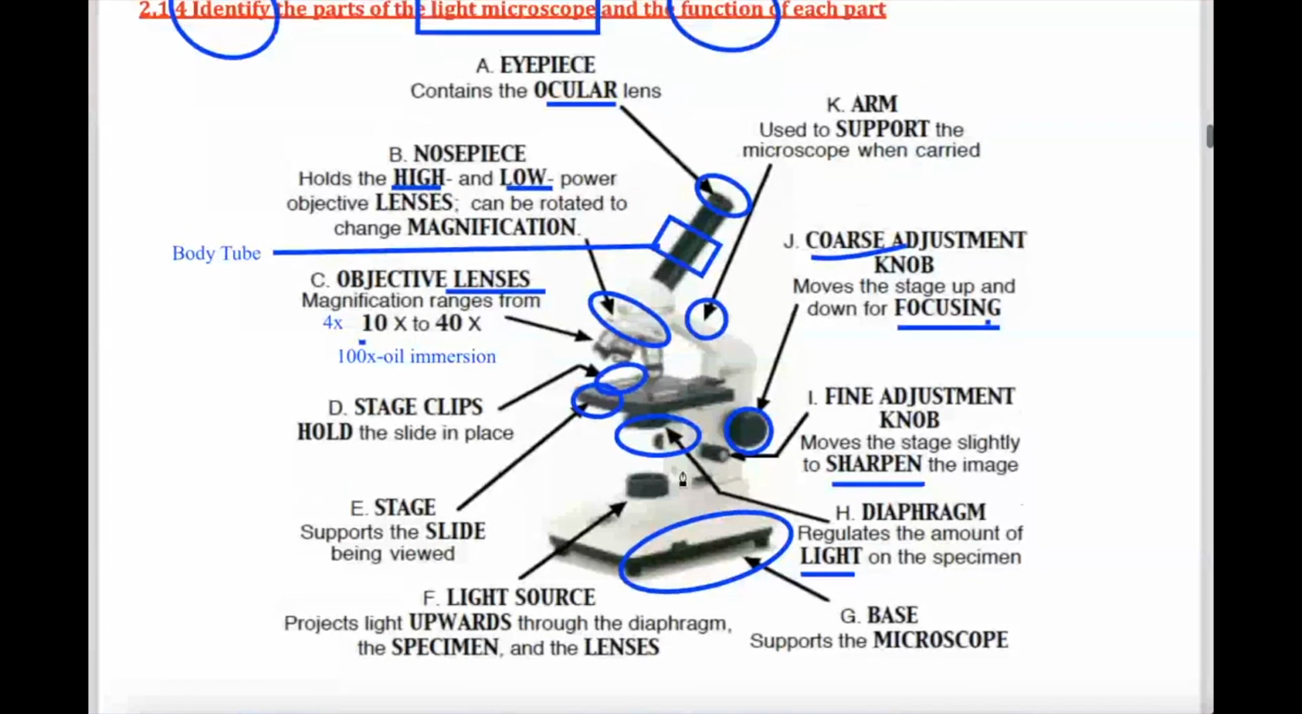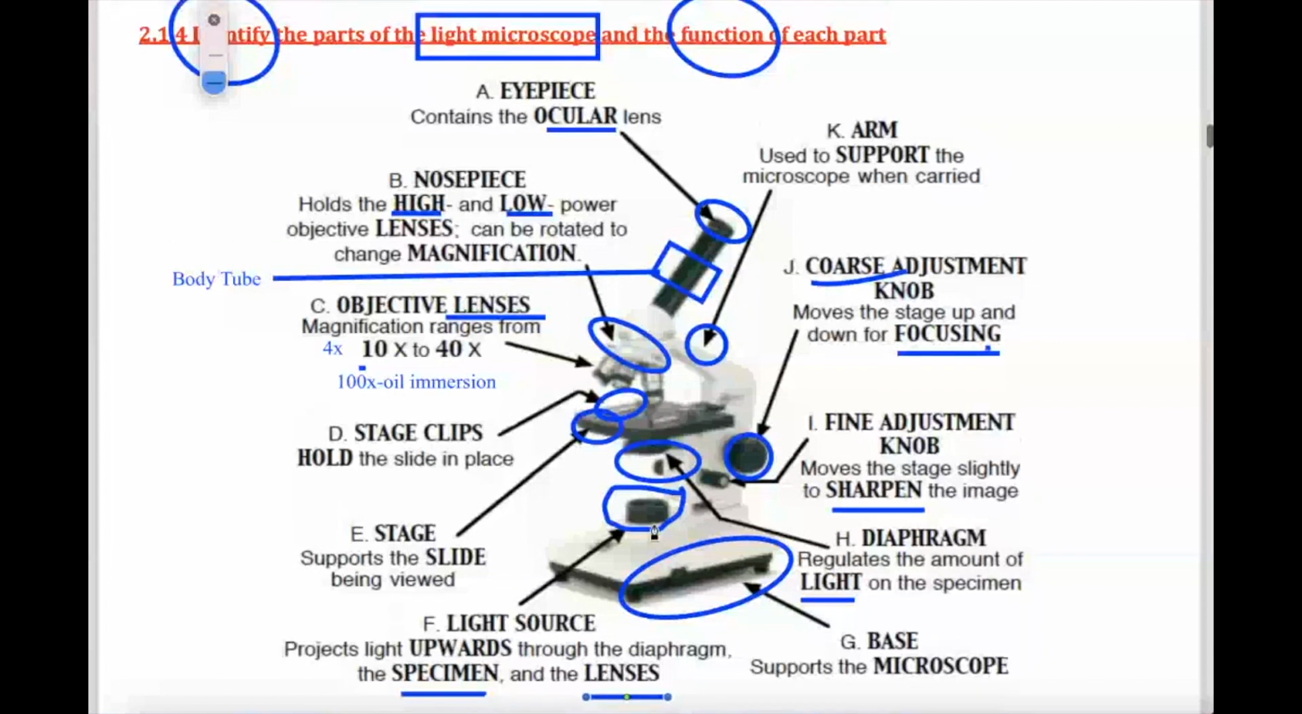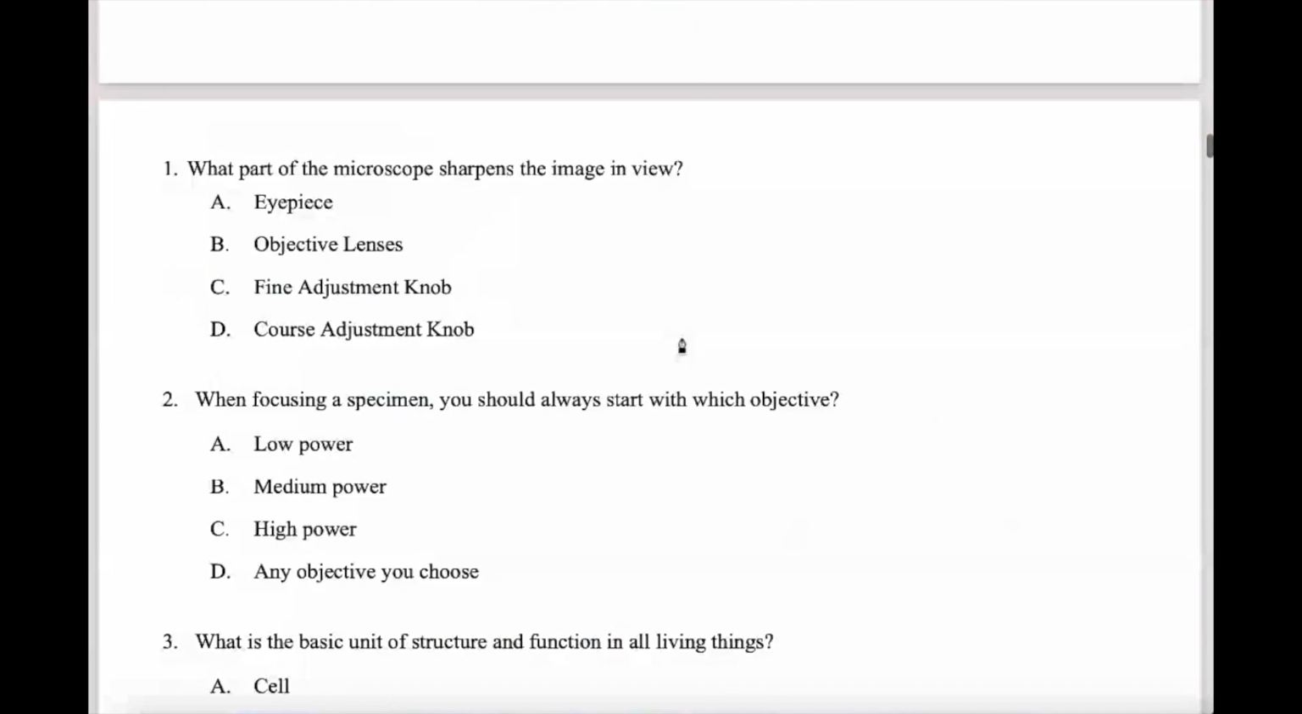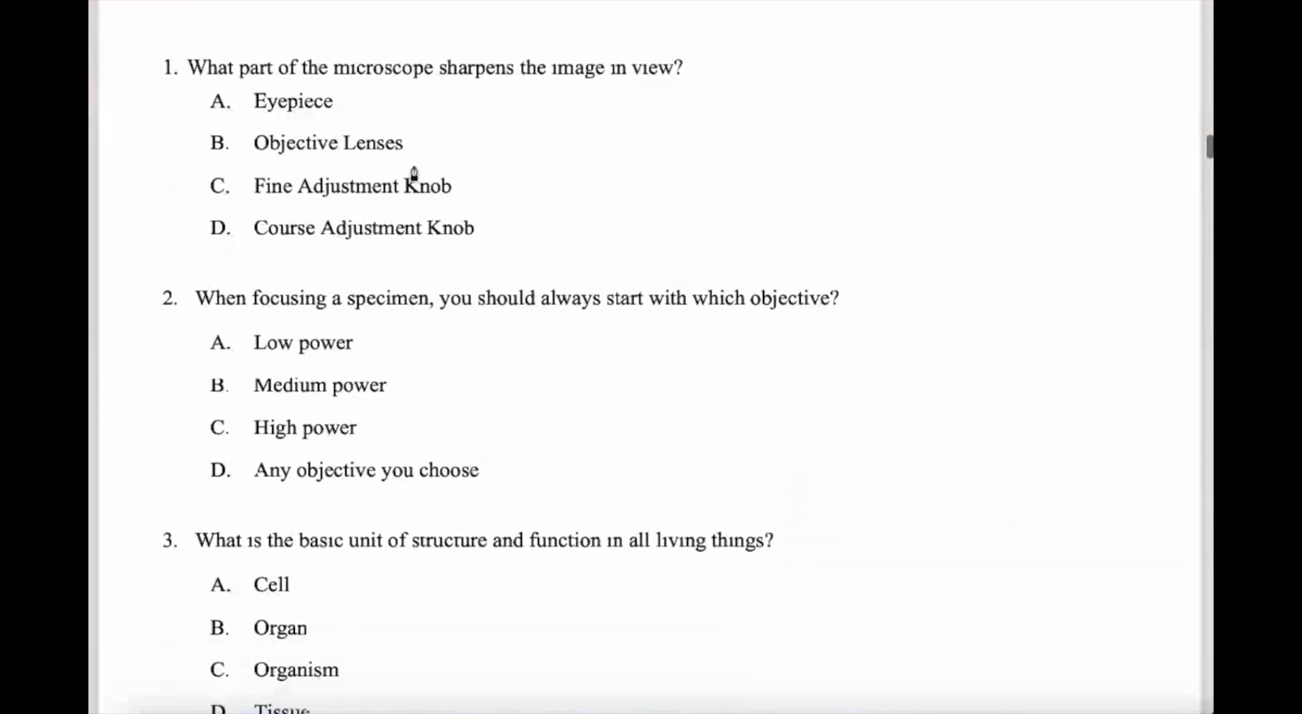Then we have here the bulb source, or light source, or lamp. It can be any. It projects the light which passes through the specimen, goes through the diaphragm, into the slide, through the objective lens, through the body tube, into your eye. So that's how you can see the image of the particle. This is the whole microscope labeling and everything, boys. Now let us go to the questions.